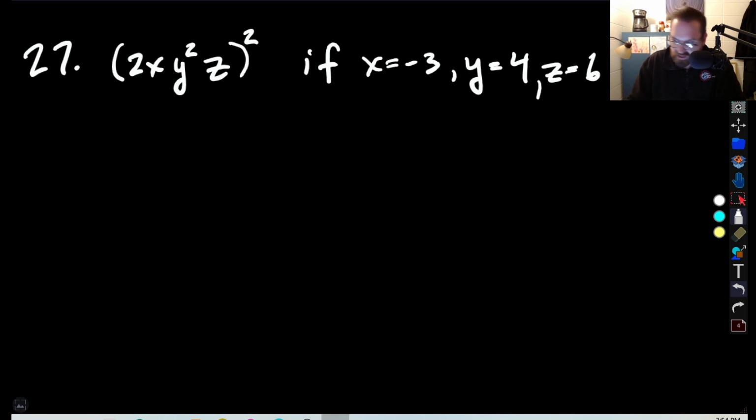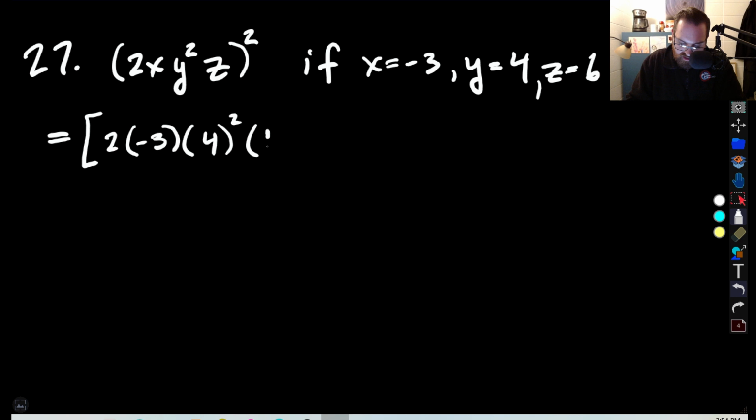So there's going to be a lot of brackets here. So I'm going to make this into square brackets. That's fine. 2 times minus 3 times 4 squared times 6. And then all of this thing is going to be squared at the end.